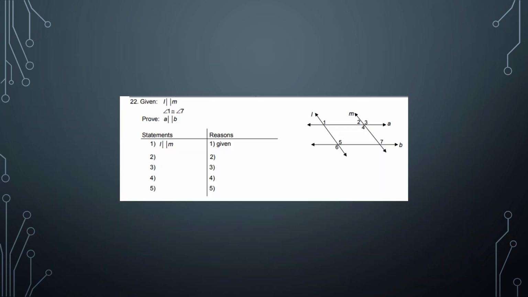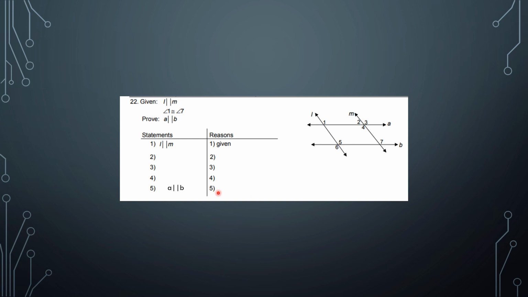So let's go through a proof now, and maybe this will make a little bit more sense. Okay, so we're given that L is parallel to M and angle 1 is congruent to angle 7, and we're trying to prove that A is parallel to B. Okay, so what we're trying to prove is a parallel thing, so we know this is going to be our last step. So here it is down here. We have that already written in, since whoever designed this gave us that it was going to be a 5-step proof.